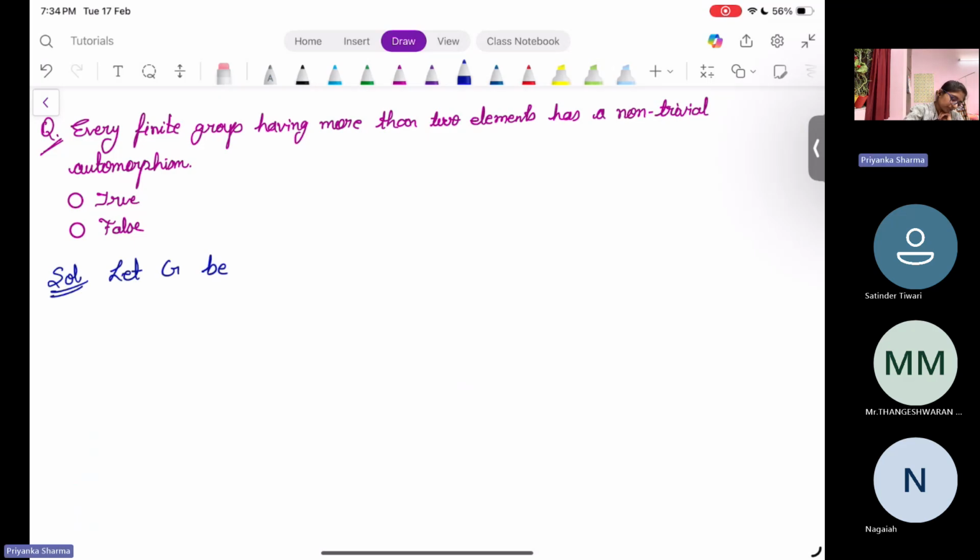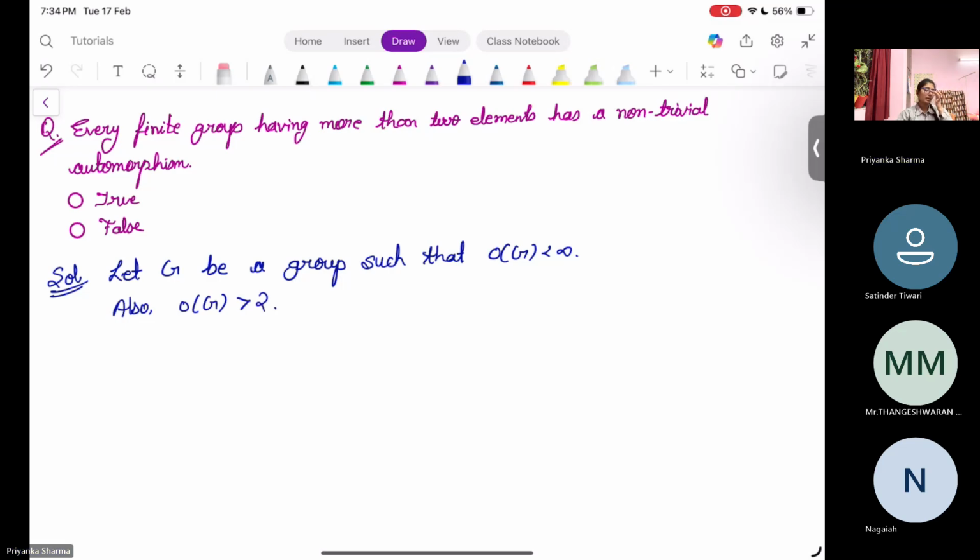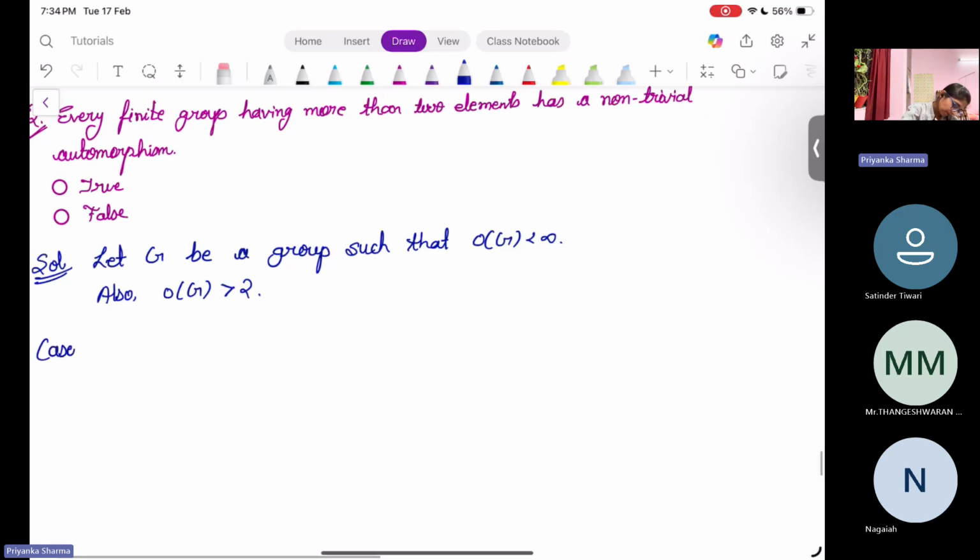Let G be a group such that the order of G is finite and the order of G is greater than 2. It has at least 3 elements. Okay. Then will there be a non-trivial automorphism always? So we can have two cases actually.